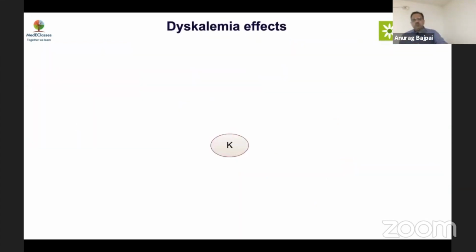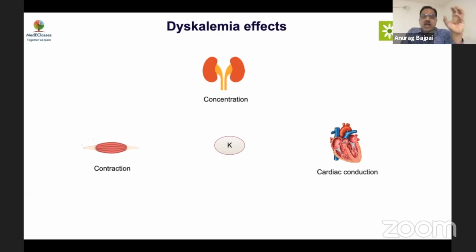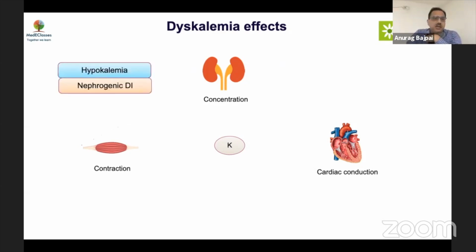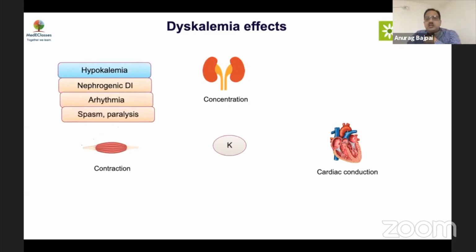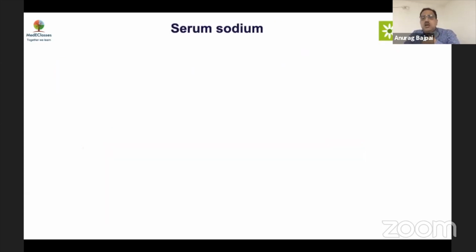Now, what about the effects of potassium? Potassium is very important for renal concentration, for cardiac conduction, for cardiac contractility. So conditions associated with hypokalemia will cause abnormality in concentration causing polyuria, abnormality in cardiac conduction causing arrhythmias, and decreased cardiac contraction, and these could be big problems. So hypokalemia presents with nephrogenic diabetes insipidus, cardiac arrhythmias, spasms, and paralysis. On the other hand, hyperkalemia will cause cardiac conduction defects and contraction abnormality, arrhythmias, and asystole, along with paralysis.